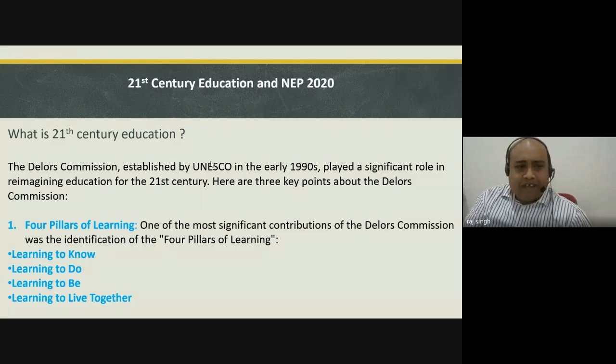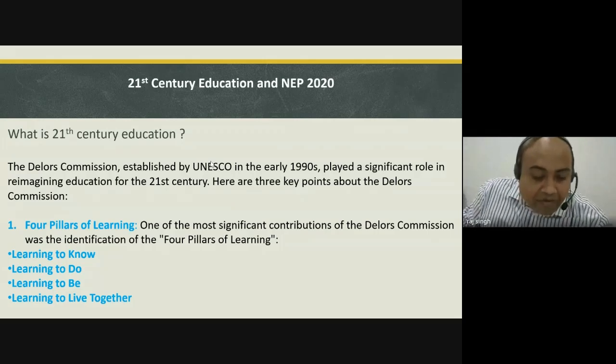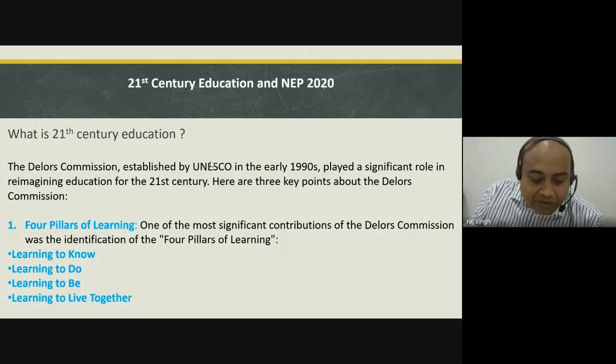So, if I explain the learning to know, this pillar emphasizes the acquisition of foundational knowledge and development of cognitive and intellectual skills. It suggests that students should be taught not just rote facts but also how to learn processes and apply information in various contexts. In the 21st century, with the rapid expansion of knowledge due to technological advances, it's crucial for individuals to learn how to discern and assimilate constantly evolving information.